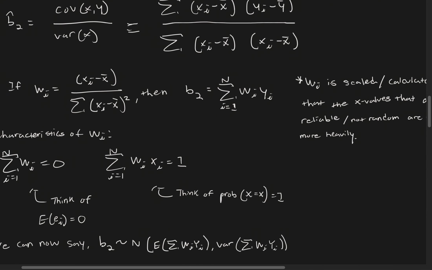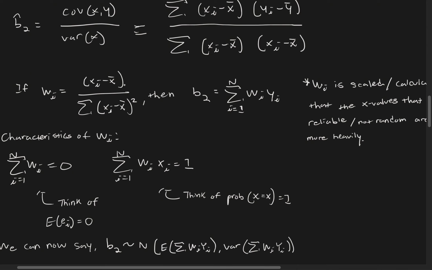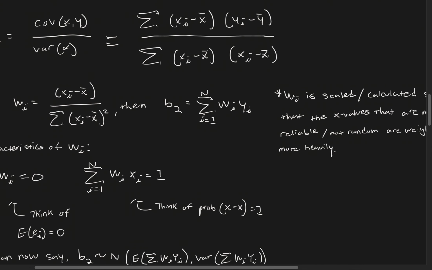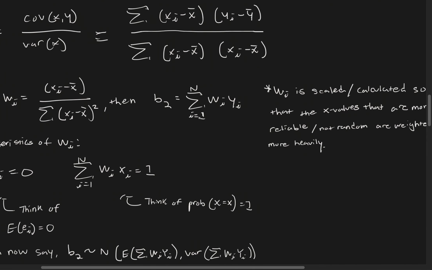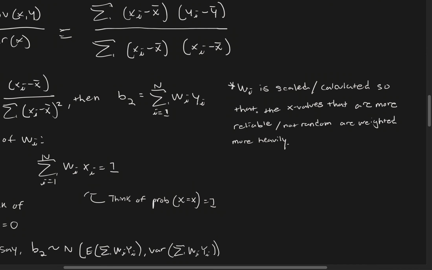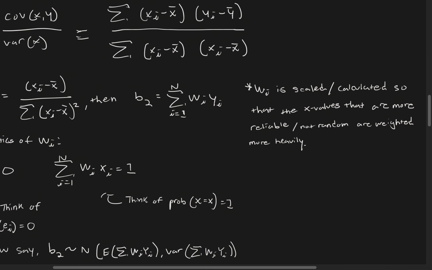So again, if we try to interpret this intuitively, the values that are closer to the mean of x will be weighted more heavily, so values that are more in the middle of the data will have a bigger impact on beta 2. In a way, I guess you could do that, but generally we can see that the W is really just trying to weigh values that are more reliable.